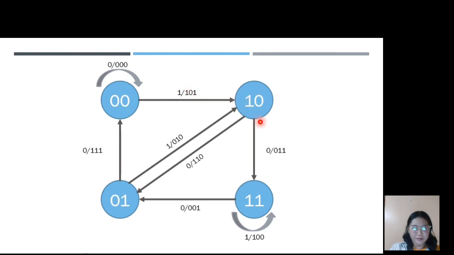From 1,0 to 1,1, it will be 0 over 0,1,1. For 1,1 going to 1,1, it will be 1 over 1,0,0. And from 1,1 to 0,1, it will be 0 over 0,0,1. Meanwhile, from 0,1 to 0,0, it will be 0 over 1,1,1. And from 0,1 to 1,0, it will be 1 over 0,1,0. And from 1,0 to 0,1, it will be 0 over 1,1,0.